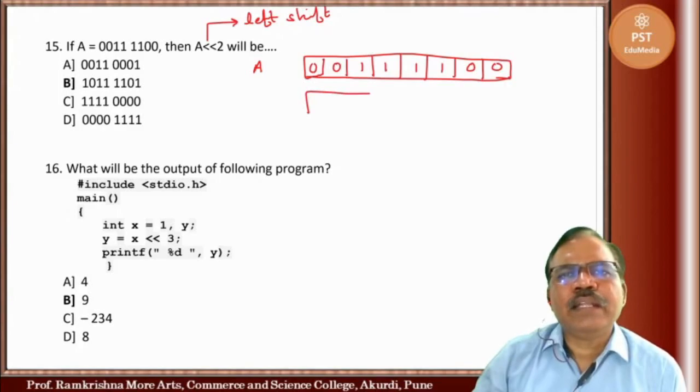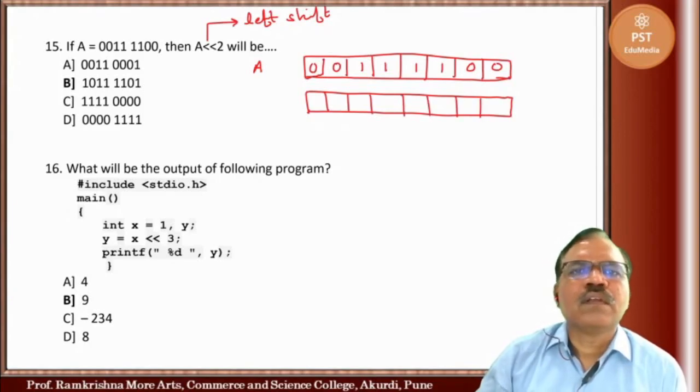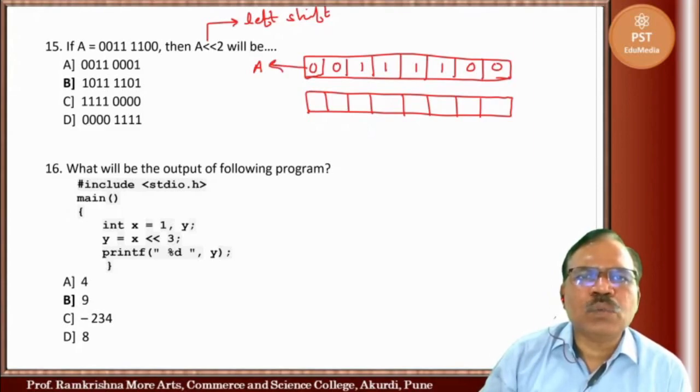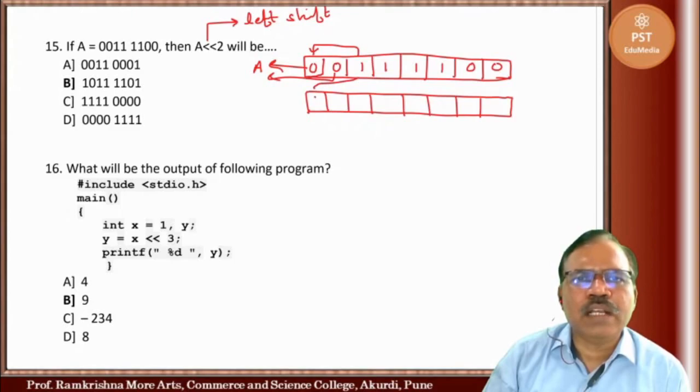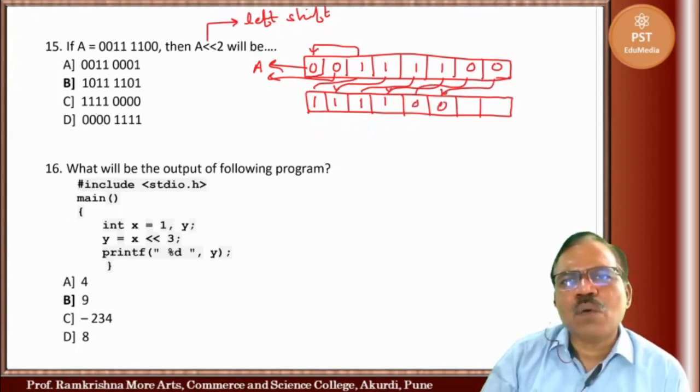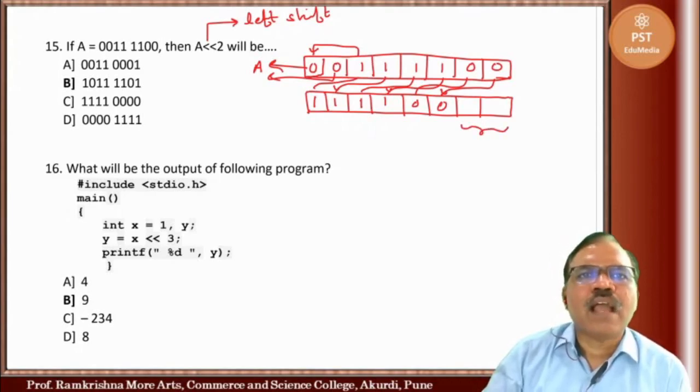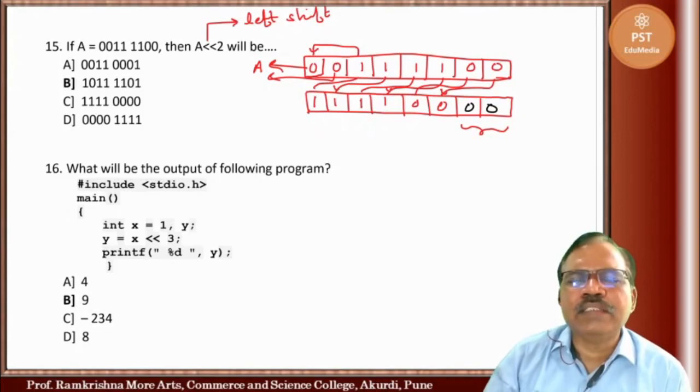So what happens here? If we take 8 bits here, this bit is shifted by 2, this bit is shifted by 2, so they will go out. Now this one is shifted by 2, so it will come here. This one will come here. Now this one will come here, means it will shift by 2. This 0 will come here. Now these 2 bits will remain vacant, and these 2 bits will be filled with 0.